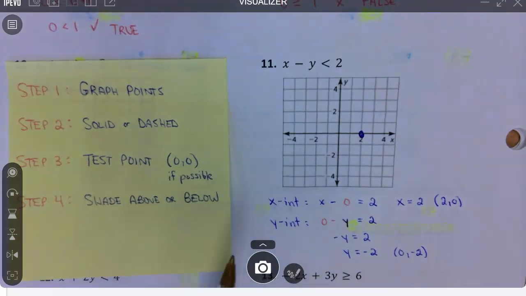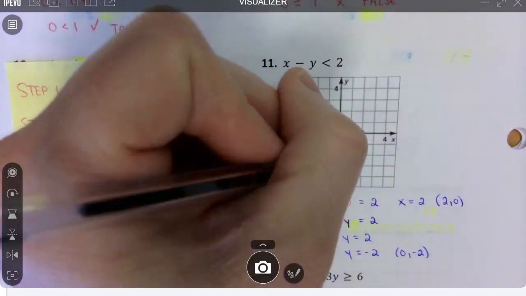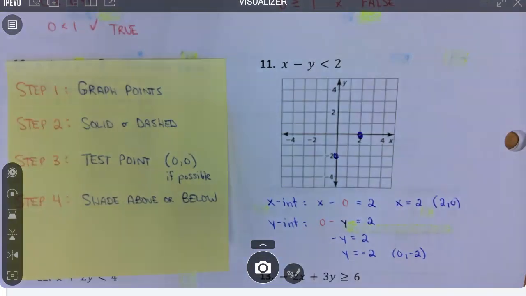And then for the y-intercept, we make the x value 0, and this results in an equation of negative y equals 2. Well, I don't want to know what negative y is, I want to know what positive y is. So if I divide both sides by negative 1, this side turns into a positive y, and the other side changes signs as well, so you get y equals negative 2, or a y-intercept at 0, negative 2. And then we have that point.